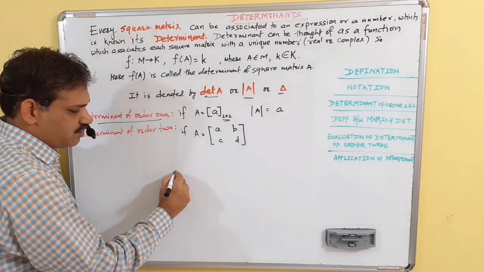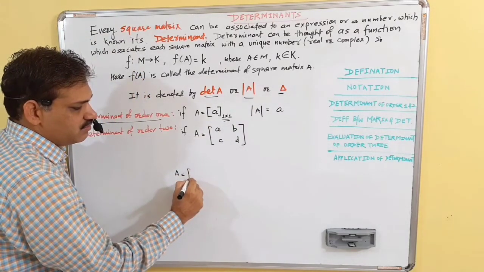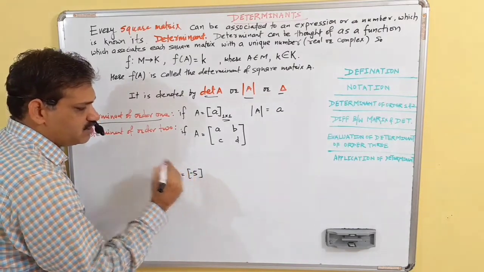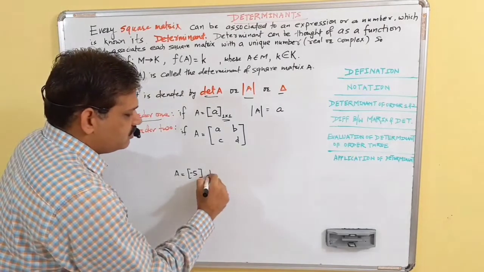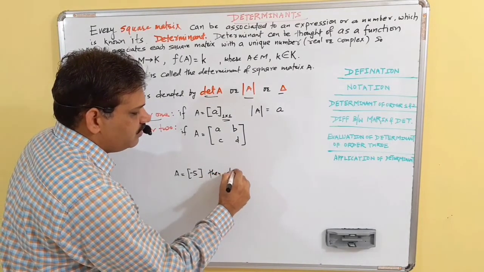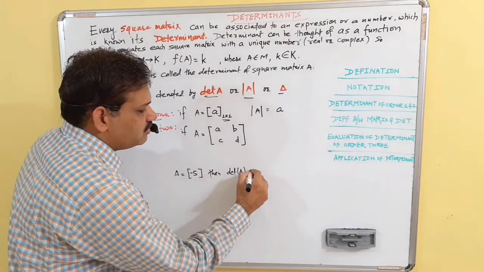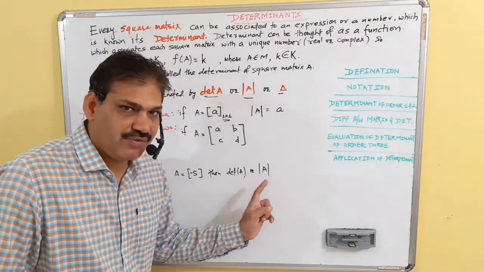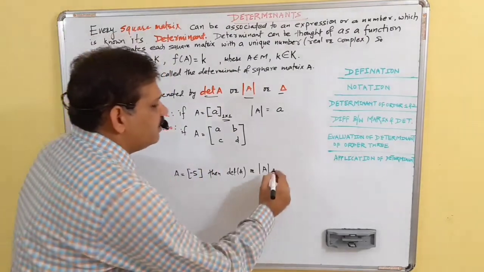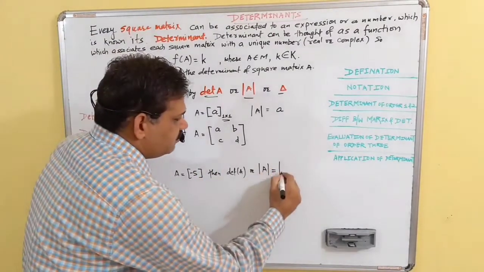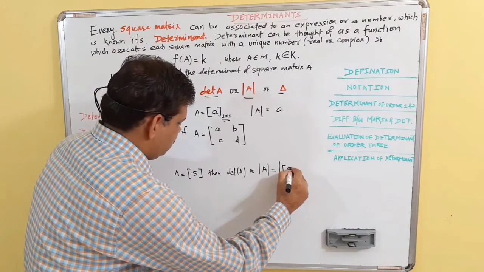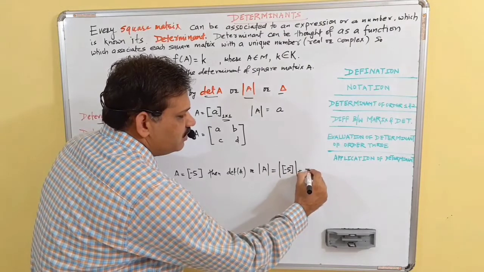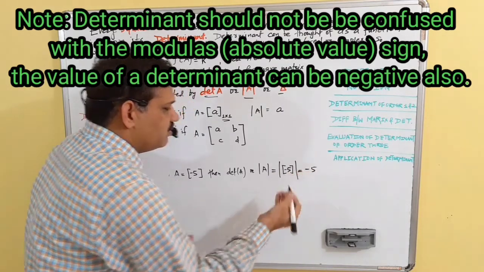That is, suppose I have a matrix A equal to a 1 by 1 matrix which includes, say, minus 5. Then determinant of A is read as determinant of A, not modulus of A, and it is the determinant of this matrix and it is the element itself. So this will give me minus 5.